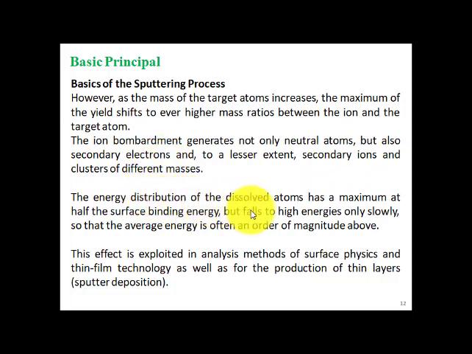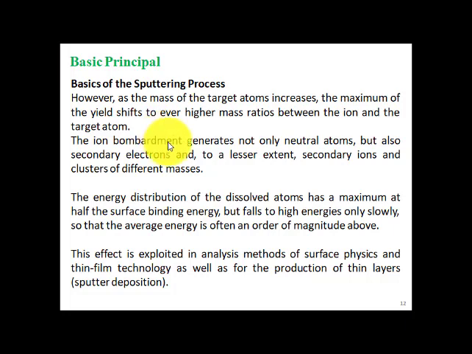The energy distribution of the dissolved atoms has a maximum at half the surface binding energy, but falls to high energies only slowly, so that the average energy is often an order of magnitude above. So this effect is exploited in analysis methods of surface physics and thin film technology, as well as for the production of thin layers on the surface of substrates, which is also called sputter deposition.